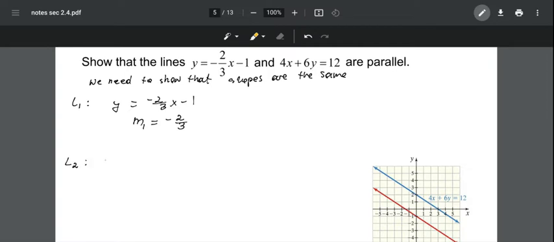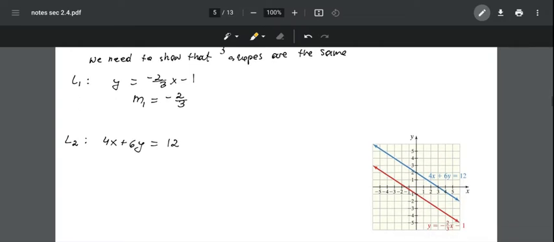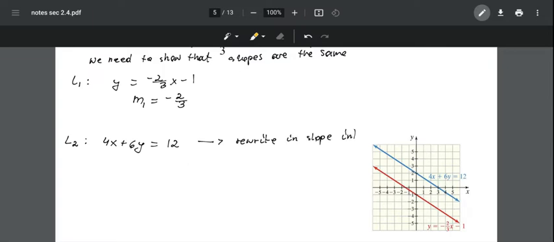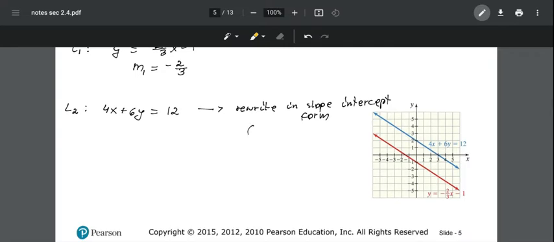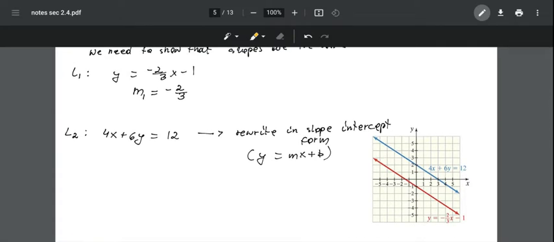The equation of line 2 is 4x plus 6y equals 12. So to find the slope of line 2, I'm going to rewrite this equation, which is in general form, in slope-intercept form. Slope-intercept form is y equals mx plus b. So we just need to solve this equation for y.